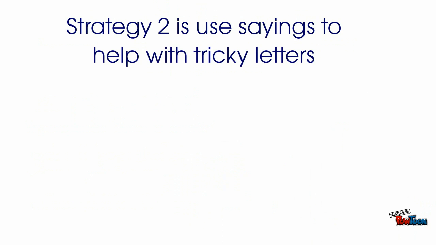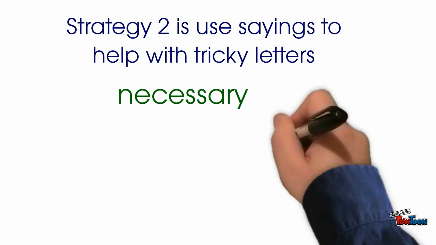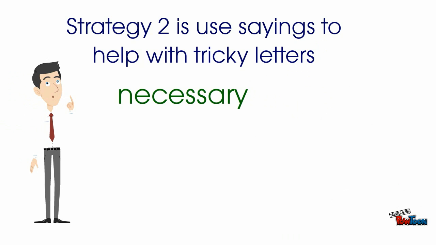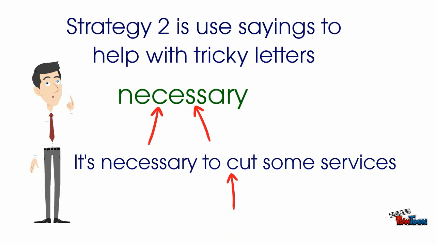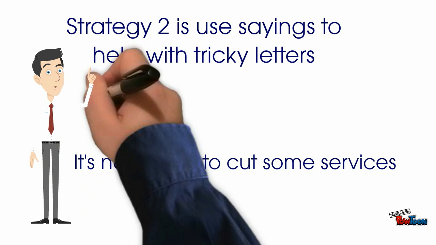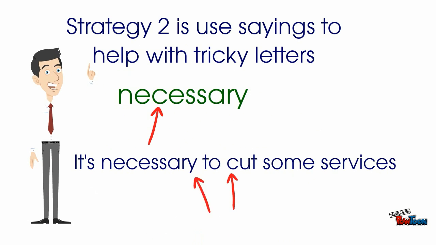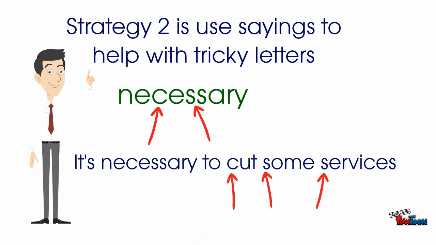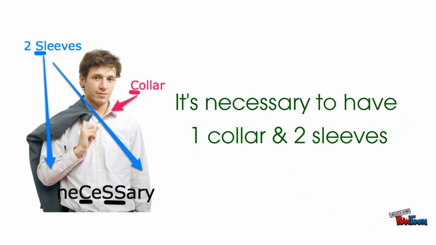Strategy number 2 is use sayings to help with tricky letters. Native speakers find necessary hard to remember, especially how many C's and S's there are. So use a saying to help. It's necessary to cut some services. So this helps us remember there's 1 C and 2 S's. We can also use another saying. It's necessary to have 1 collar and 2 sleeves.